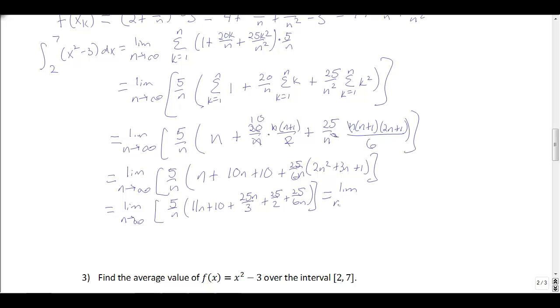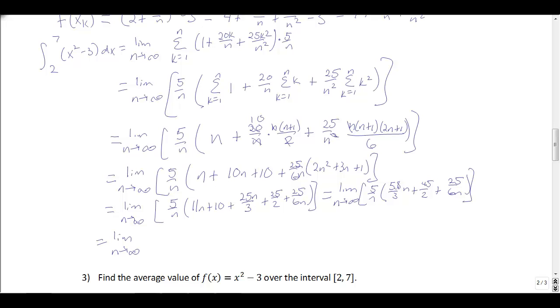That's going to be the limit as n goes to infinity of 5 over n times, let's combine the n terms here. 25 thirds plus 11 would be 33 thirds, which gives me 58 thirds n. Then I have 10 plus 25 halves. 10 is 20 halves, so that's plus 45 halves, plus 25 over 6n. And finally, I'm going to distribute this 5 over n, so the n's will cancel.